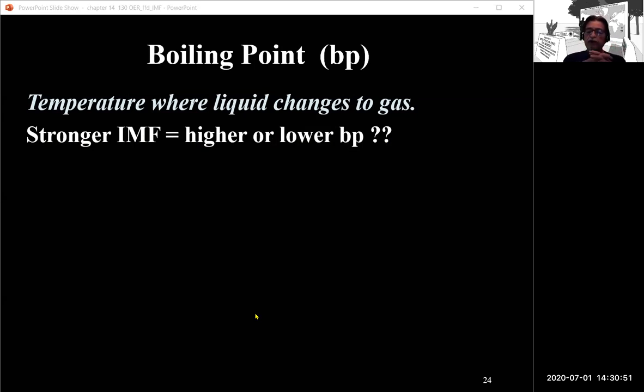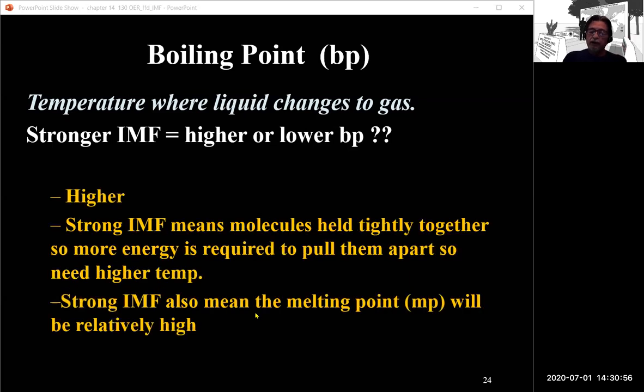Again, if you have strong IMF interactions, you're going to have a higher boiling point because it's going to take more energy to get those molecules into the gas phase. So the temperature at which it boils will be higher, because those molecules are holding on tightly to each other in the liquid phase, and we have to give it enough energy to break up those interactions.